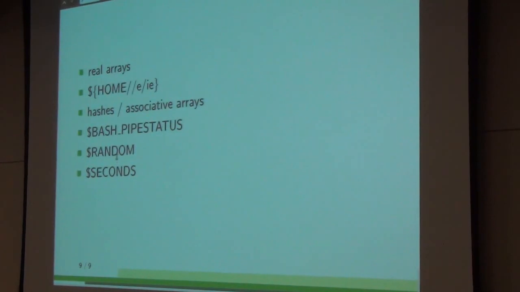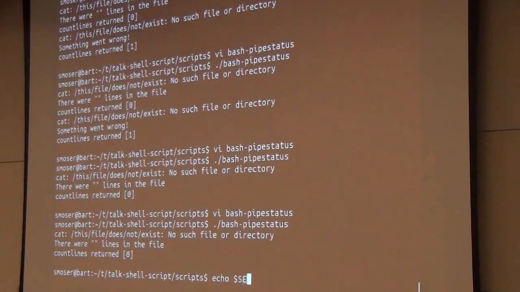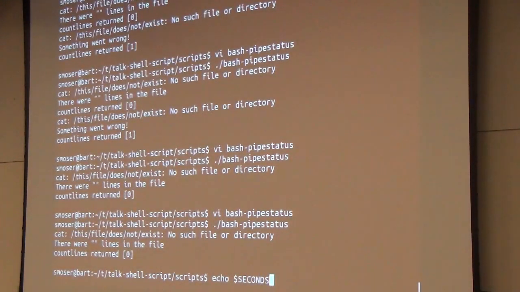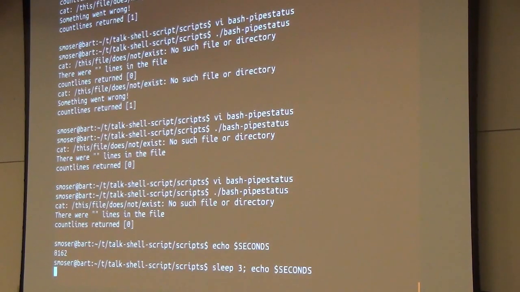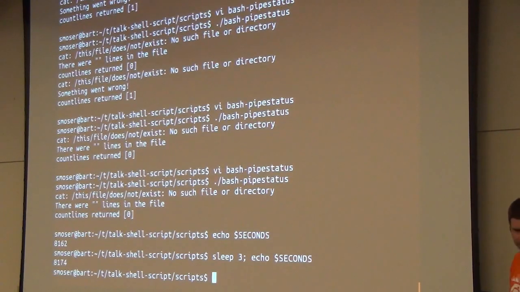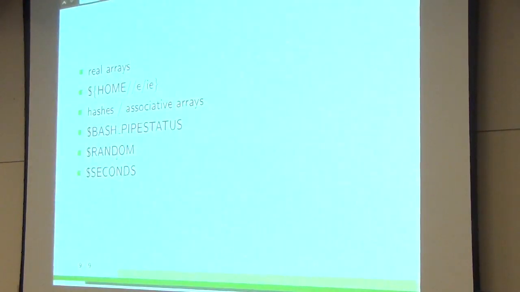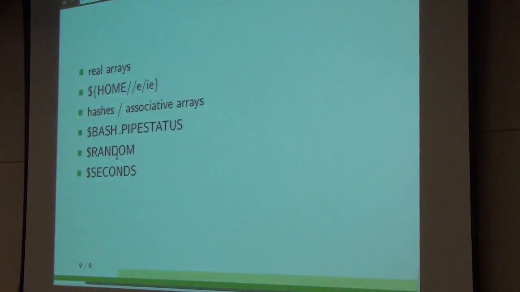Occasionally I'll use $RANDOM and $SECONDS. $SECONDS is useful for timing things, simple timing. That shell has been up for 8,162 seconds. That should be somewhere higher. Basically the magic variable SECONDS counts how many seconds the shell's been on. So it's useful for timing, just because it's built in and automatic.